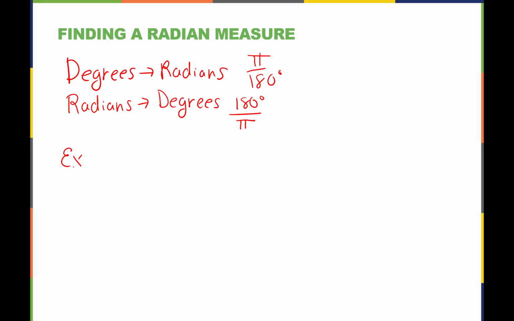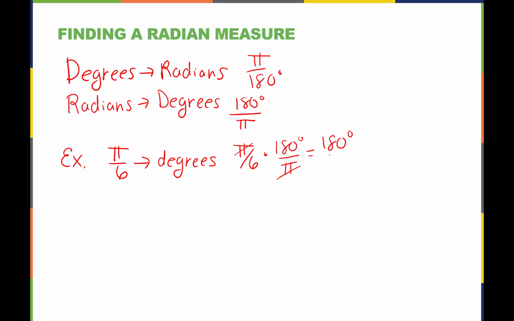So for our first example, I want to convert pi over 6 radians to degrees. Since I'm converting from radians to degrees, I'm going to use a conversion factor of 180 degrees over pi. So I'm going to take pi over 6 and multiply by 180 degrees over pi. I can cross off my pi's, since pi divided by pi is 1, and I get 180 degrees over 6, which gives me 30 degrees. So pi over 6 in radians is equivalent to 30 degrees.